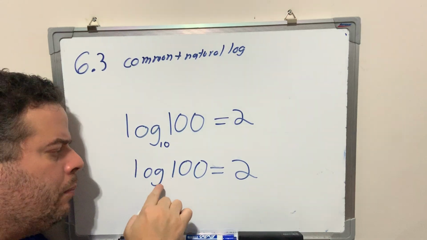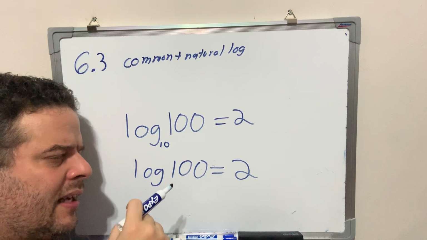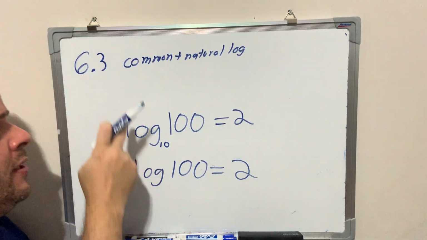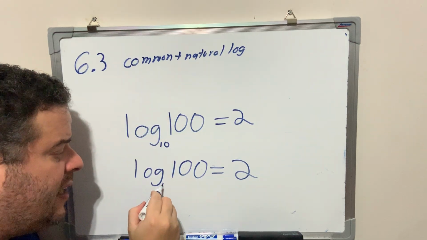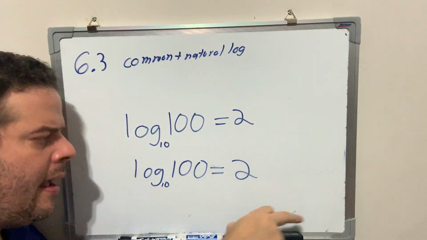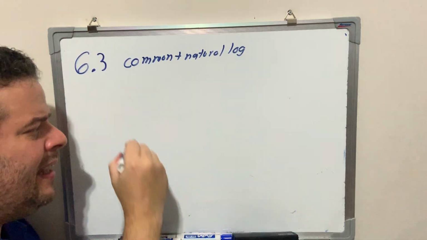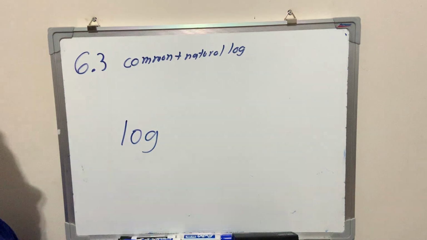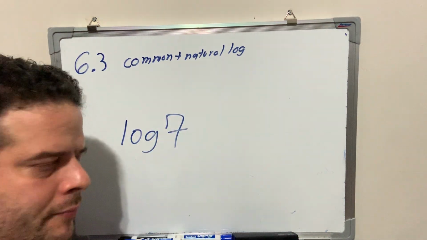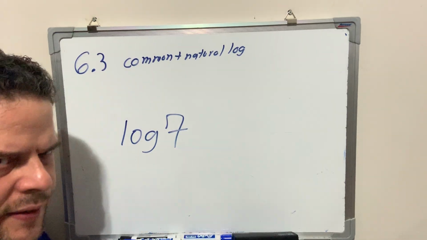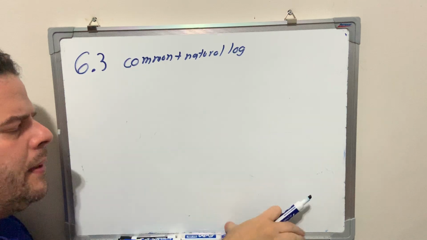Because whenever we don't put an actual base and you just hit log, the calculator understands that you're dealing with a common log, and all common logs have a base 10. I repeat, common logs are logs of base 10, and you write them in this fashion. If I ask what is the base here, it's 10. Plug that into your calculator, you'll get a crazy decimal. That's pretty much it for common logs.